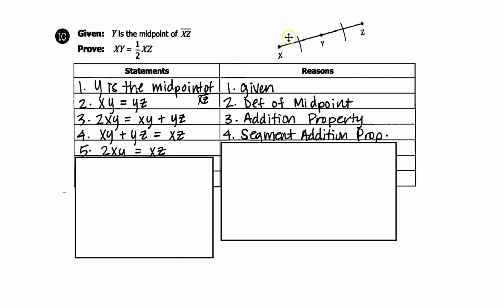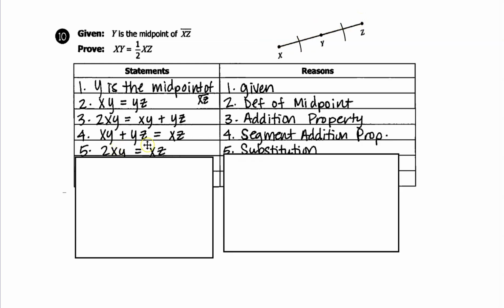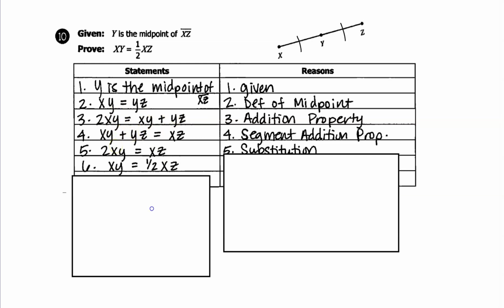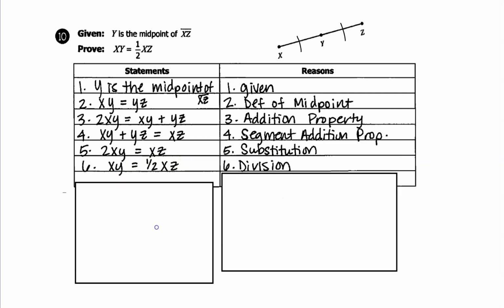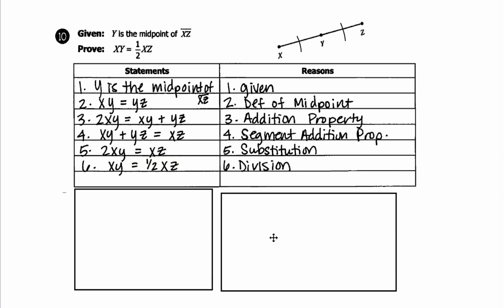Next, we know that 2XY equals XZ, right? That's just substituting. We saw right here that 2XY equals this plus this. So we can take these and substitute them out for this. Then you get XY equals 1/2 of XZ. Well, that's just by dividing by 2, so that would be division. And then we are completed, right? Because this statement matches this statement.